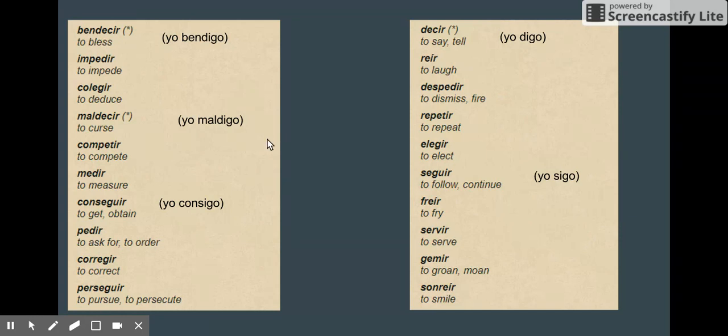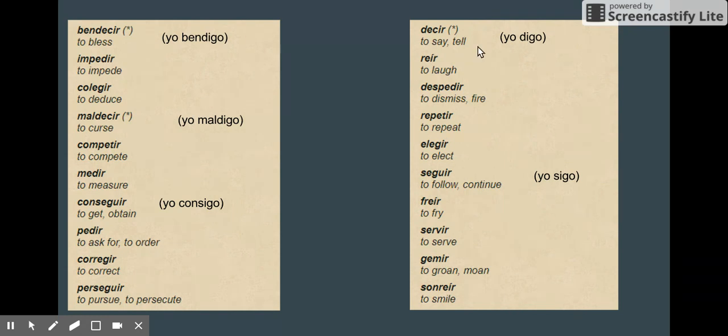Now there are a couple of these verbs that have a unique yo form. So decir is digo, just in the yo form. Seguir is yo sigo. Conseguir is yo consigo. Those are the three you should mainly pay attention to, but just be aware that other ones also follow that pattern. But mainly, yo digo la verdad, I say the truth.